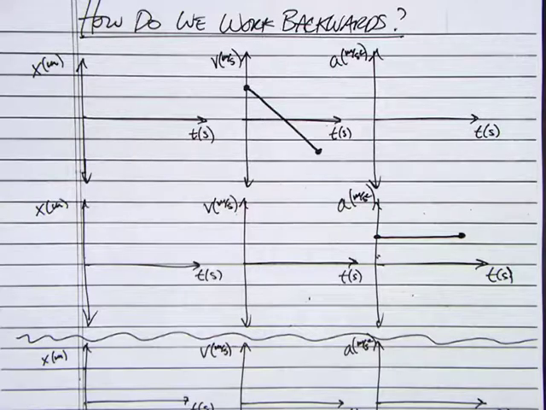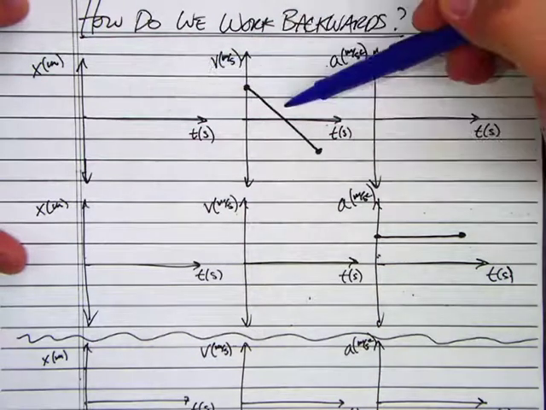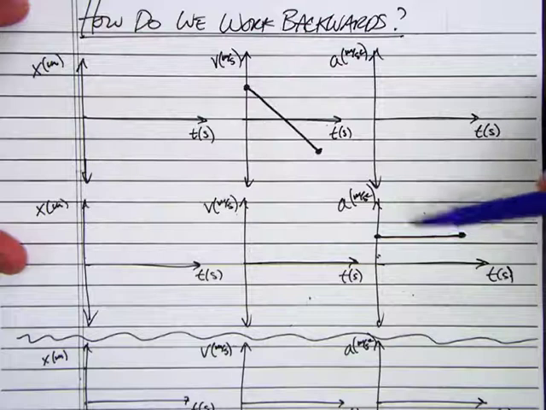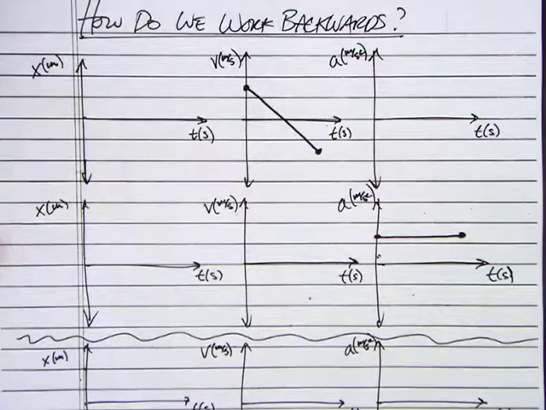Alright, in this video we're going to take motion graphs and look at how we work backwards. When I say backwards, I mean how do I find a position-time graph from a velocity-time graph? Or how do I find a velocity from an acceleration, and then a position from a velocity? So working backwards is a little trickier, and I'll show you why in a second.